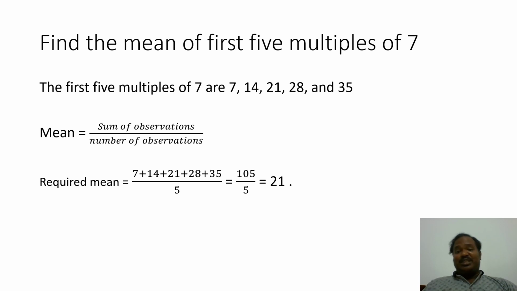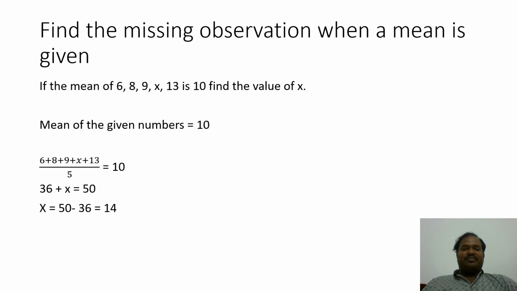So we move on to the next question where we can conceptualize this idea a little more clearly. In this question, find the missing observation when a mean is given. You have some observations and one of the observations here is missing, and you are given the mean of it. So how would you find out? You have to develop your own method of finding it out.